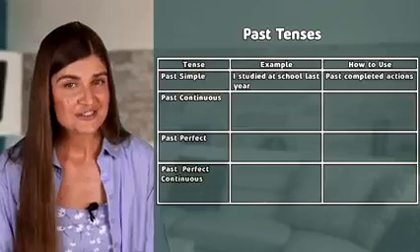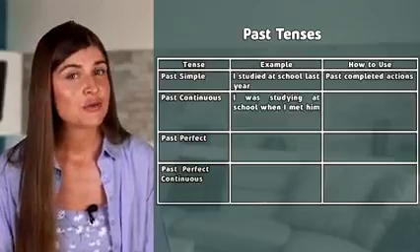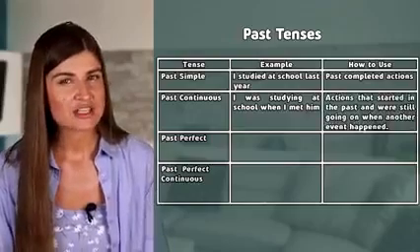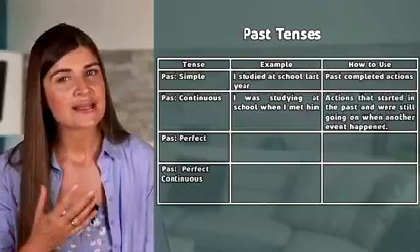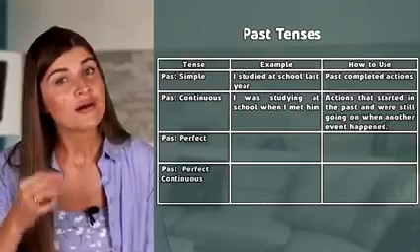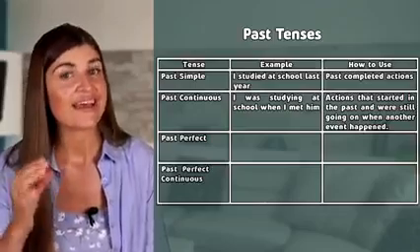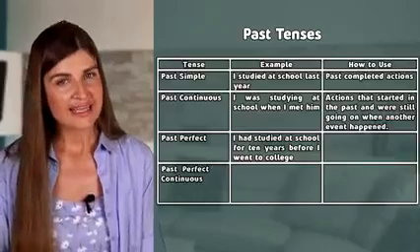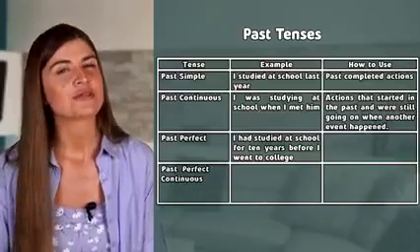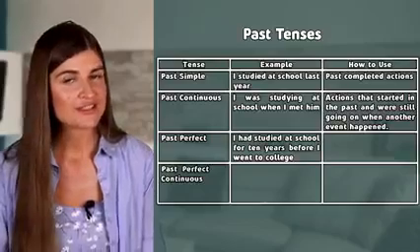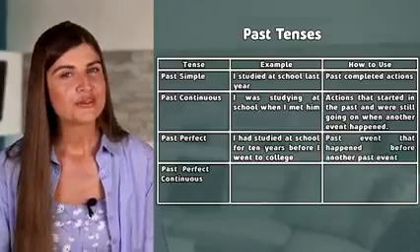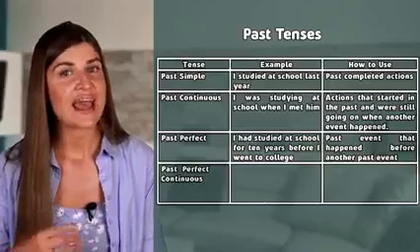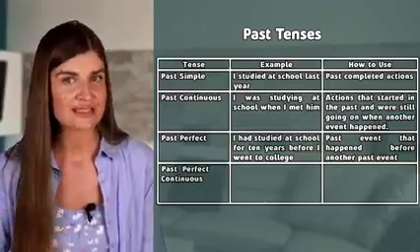The past continuous. I was studying at school when I met him. We use it to describe actions that started in the past and were still going on when another event happened. The past perfect. I had studied at school for 10 years before I went to college. We use this tense to describe a past event that happened before another past event.